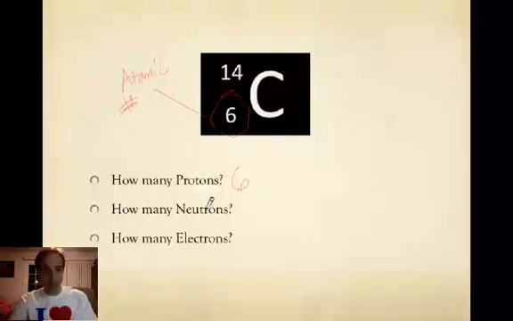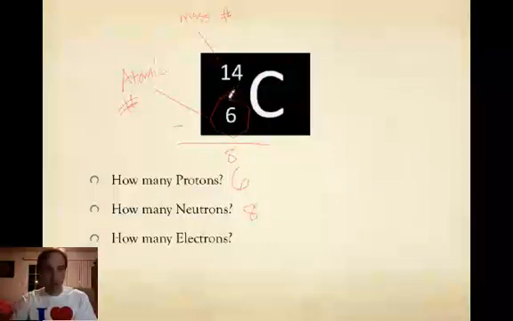Now, if we want the number of neutrons, we simply take the top number, which is the mass number, and we subtract the bottom number, the atomic number. So 14 minus 6 gives us 8. And then last but not least, electrons. Since this carbon is neutral, that means that our protons, which are positive, have to be balanced out by electrons. So we have 6 protons, which means we're going to have 6 electrons.